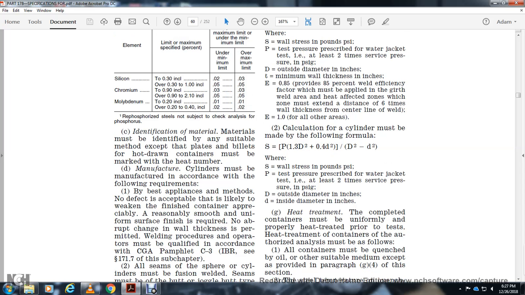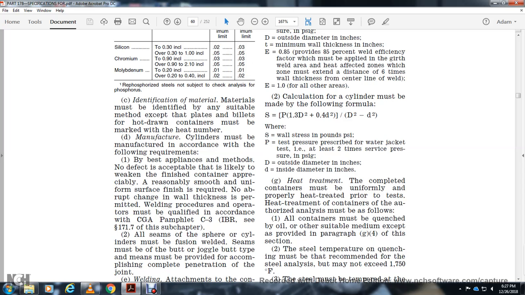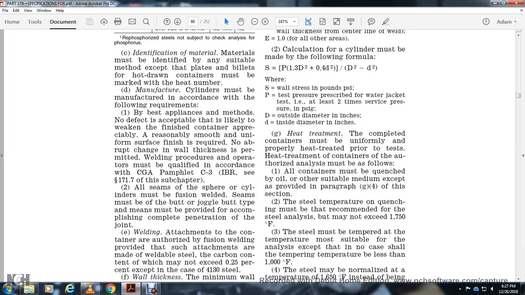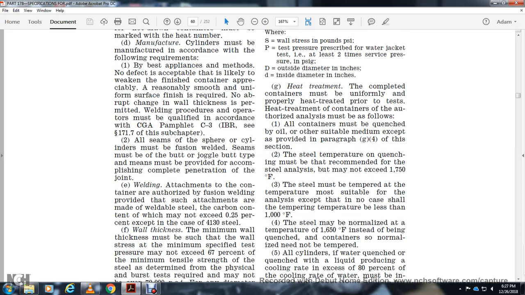Heat treatment. Heat treatment must be complete, with the containers heated uniformly and properly prior to the test. Heat treatment of the containers authorized: all containers may be quenched by oil or other suitable means, with exemption per paragraph G4 of this section. Steel temperature for quenchable steel must be as recommended, but the steel analysis may not exceed 1,750 degrees Fahrenheit. The tempering temperature must be suitable for the analysis, except that in no case may the temperature be less than 1,000 degrees Fahrenheit.